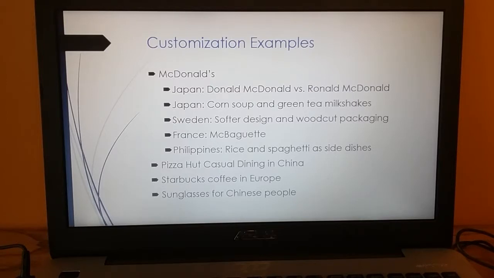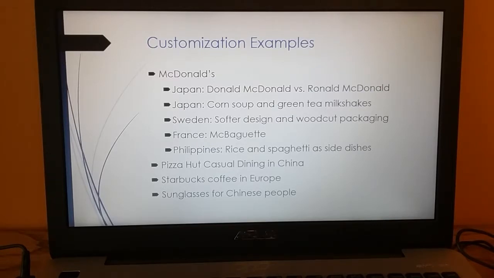Okay, so this just gives you some examples of how some products have been customized. In Japan, it's Donald McDonald versus Ronald McDonald. In Japan also they have corn soup and green tea milkshakes because green tea is very popular there. You can go through and read these. Pizza Hut's considered casual dining in China.